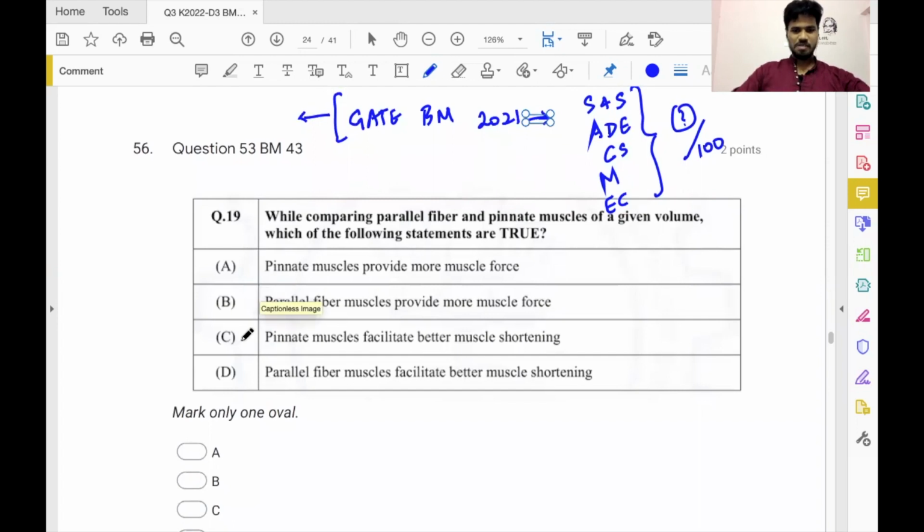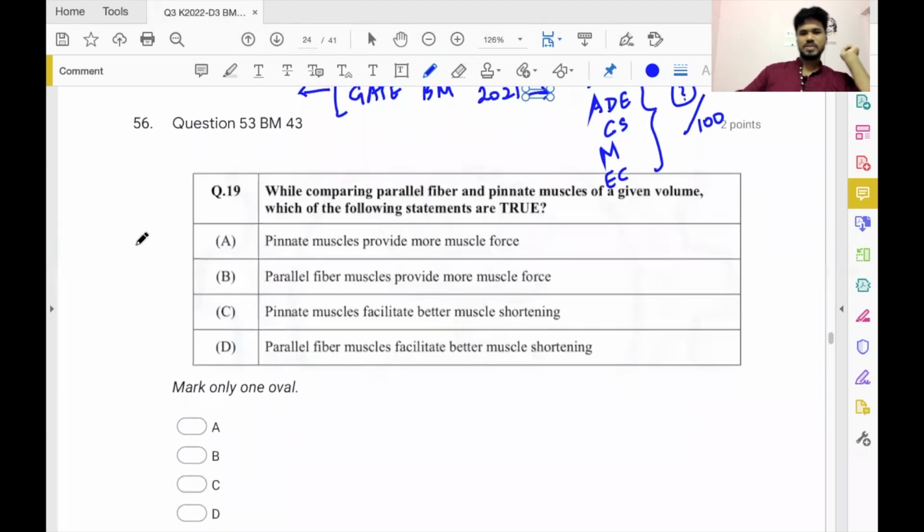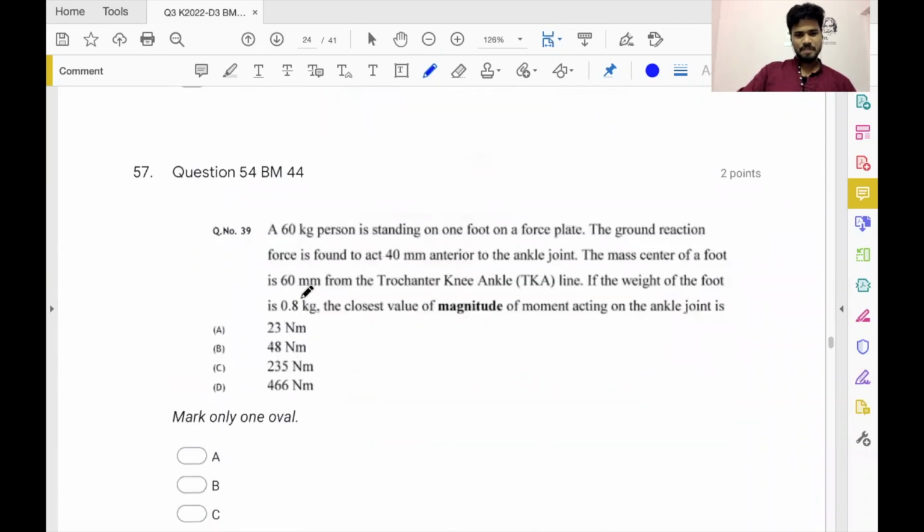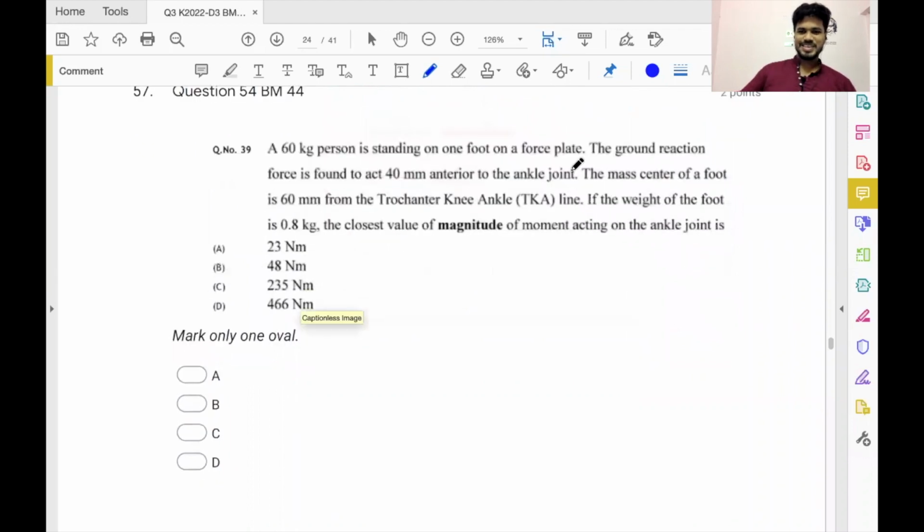And again, I have a very decent list of questions from biomechanics. Pretty comprehensive. Comparing parallel fiber and pinnate muscles. We know parallel can really shorten, pinnate can apply more force at an oblique angle. AB, that's correct, right? AD. Okay, thanks.